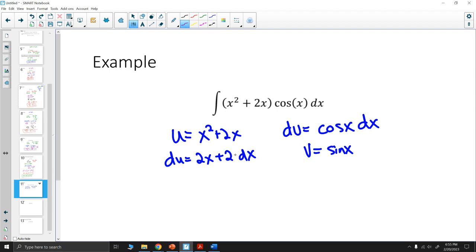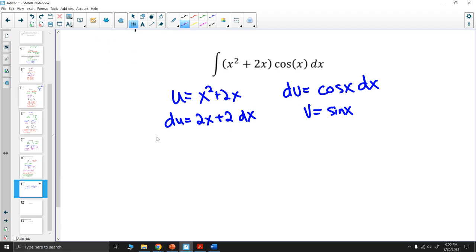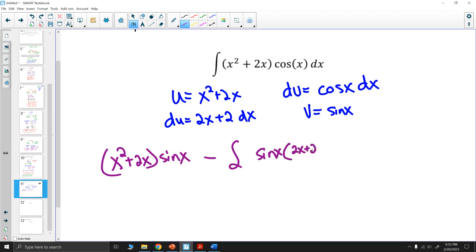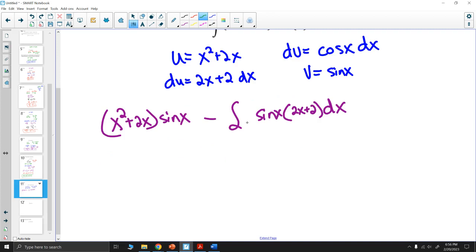Okay, so again, because we have a squared, it's very likely we're going to have to do this multiple times. So we have x squared plus 2x times sine x minus the integral of v, sine x, times du, 2x plus 2 dx. Okay, and it does look like that's going to be the case. Again, we can't integrate it in this form, so I'm going to do another integration by parts. Obviously, I do a lot of u sub, huh?